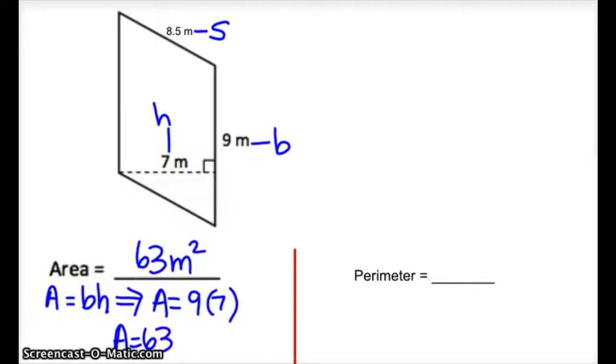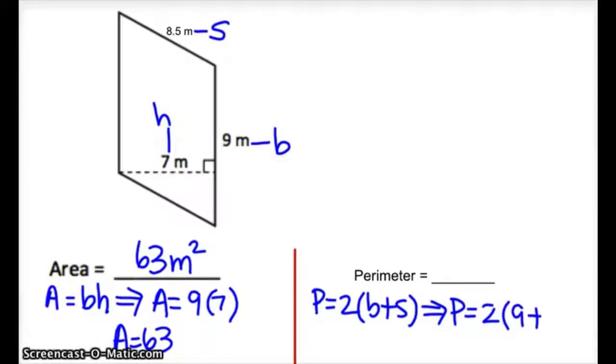The perimeter formula is 2 times the quantity of base plus side. So I have the perimeter of 2 times the base is 9, and the side is 8.5. So 8.5 plus 9 is 17.5. So the perimeter is 2 times 17.5, and 17.5 doubled is 35, and our units are meters.